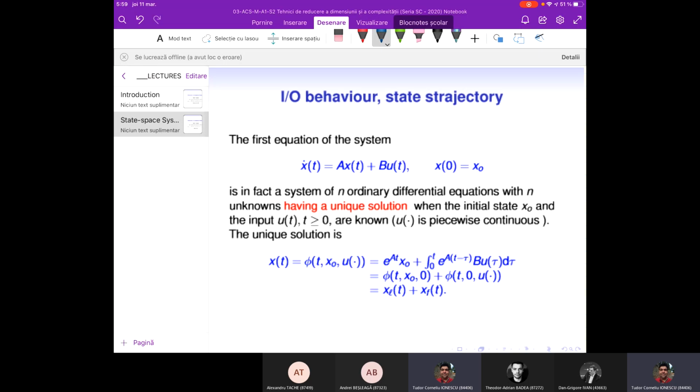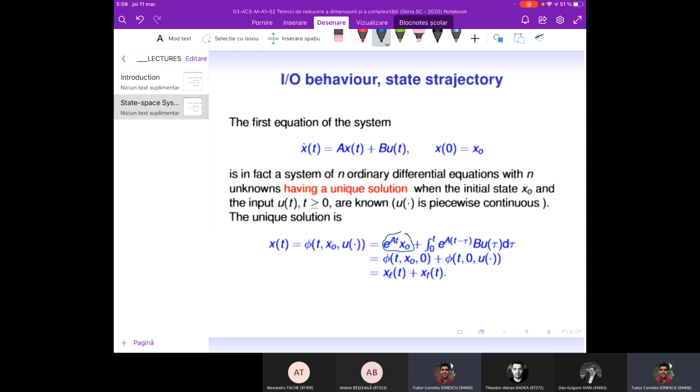So the unique solution of this is x of t, which is a function phi, which depends on time, the initial condition, and the input. This is the general solution or the free evolution of the system. We use here the Romanian terminology, liber and forțat. This is the free evolution of the system, plus the particular solution. So this is the xp, this integral term. This is the particular solution.